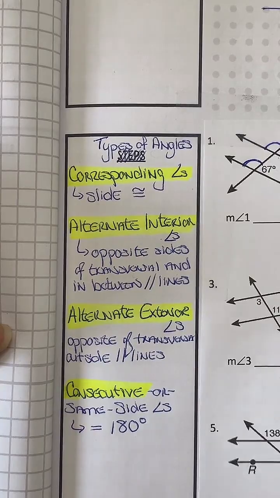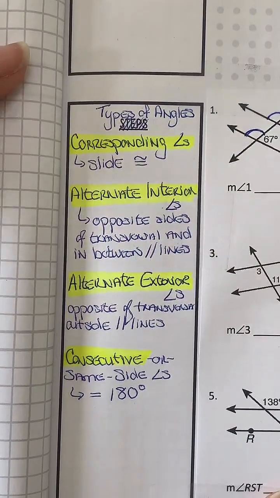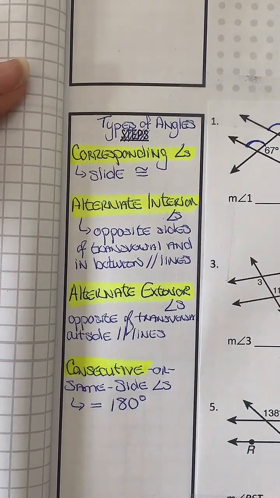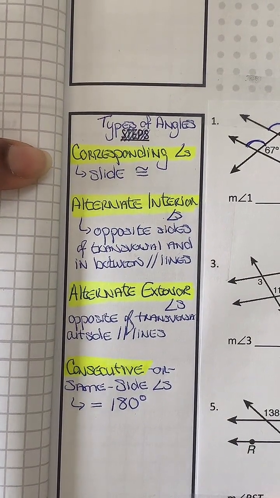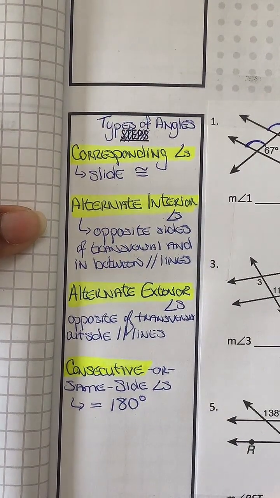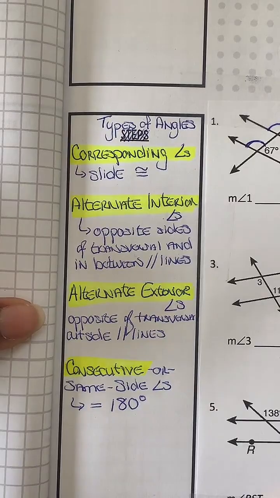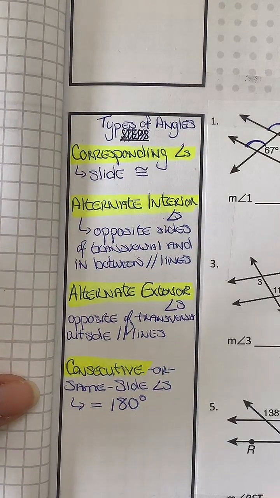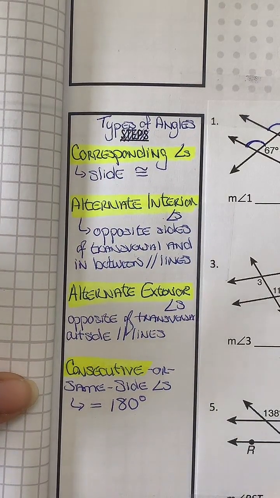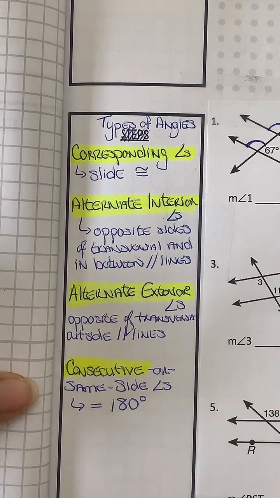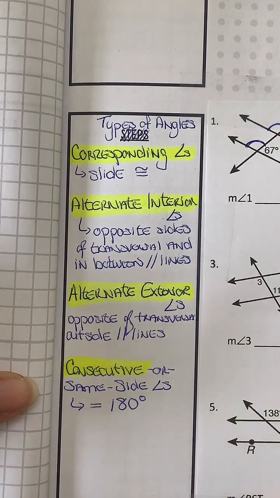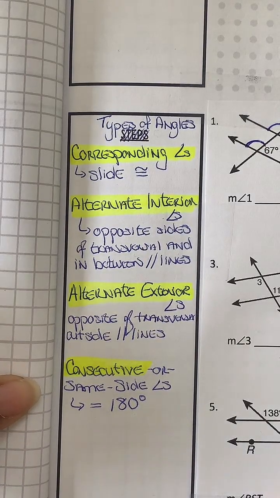All right. So if you want to take a quick little snapshot of it, go ahead, because we have the corresponding angles, the alternate interior angles, the alternate exterior angles, and I like to say same side. That's how I was taught it, but it's also called the consecutive, especially consecutive interior angles.